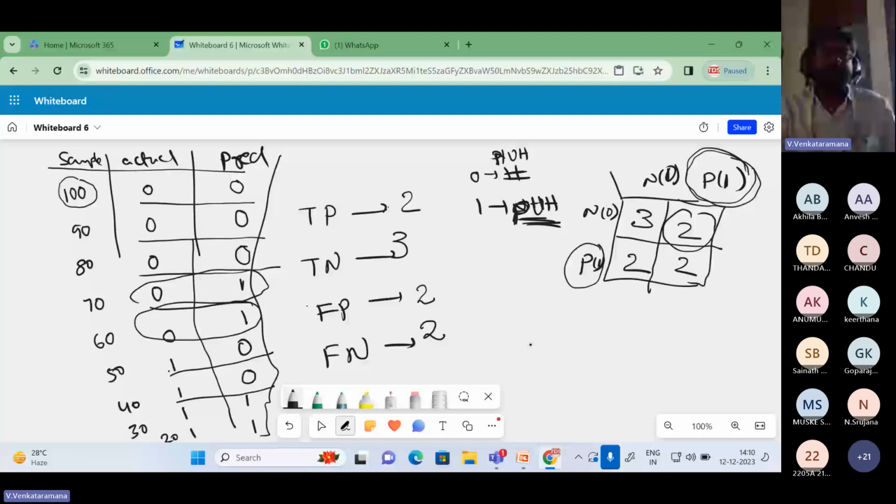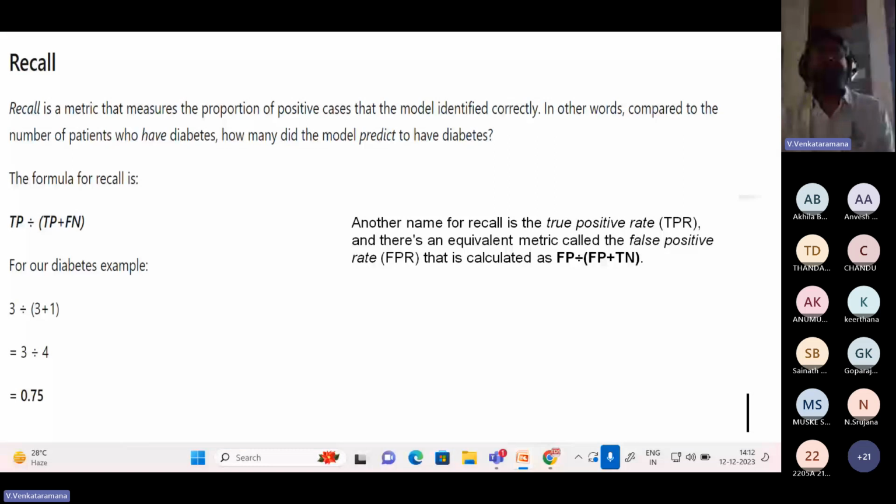Now another parameter is called the recall. Recall is a metric that measures the proportion of the positive cases that the model identified correctly. In other words, compared to the number of patients who are diabetic, how many patients are predicted positive? So what recall means: your model is predicting a few patients as positive, out of a few people. Let us look, there is one machine learning based application.